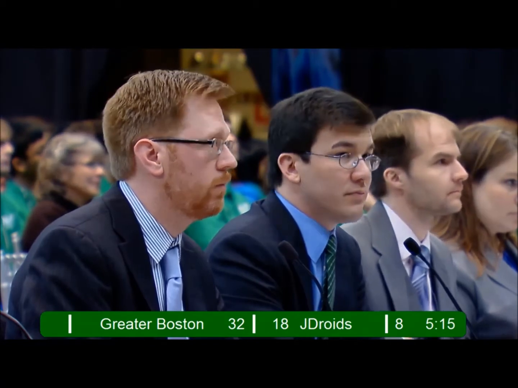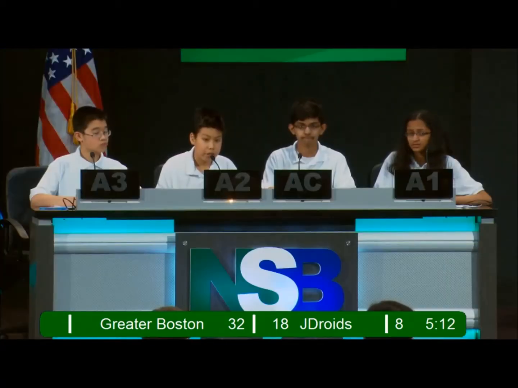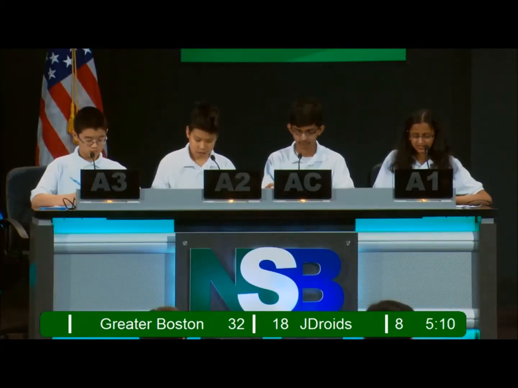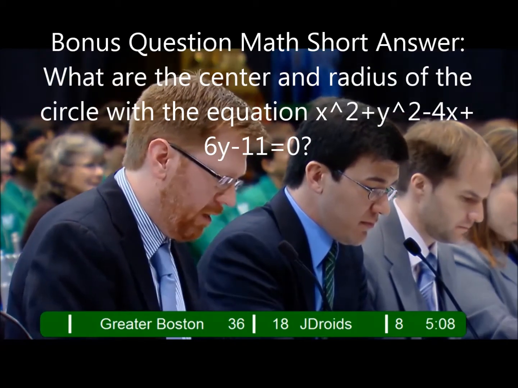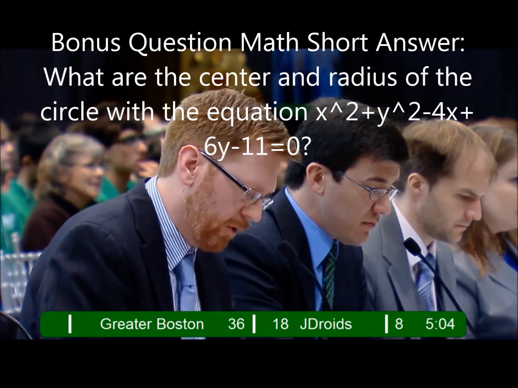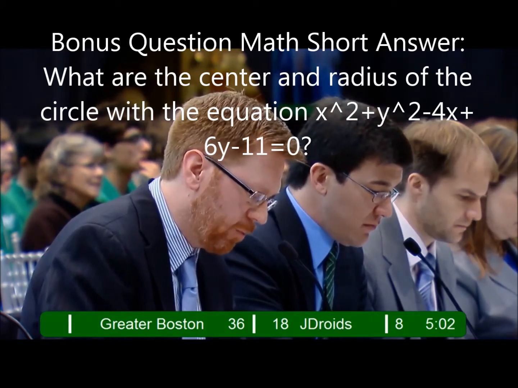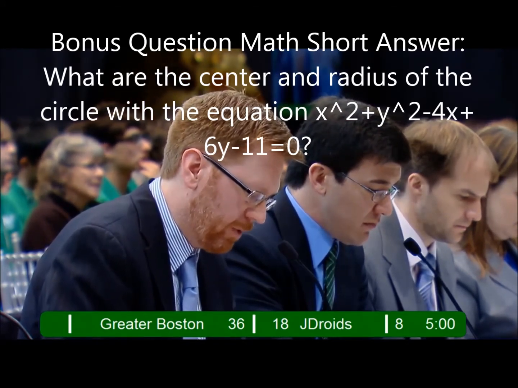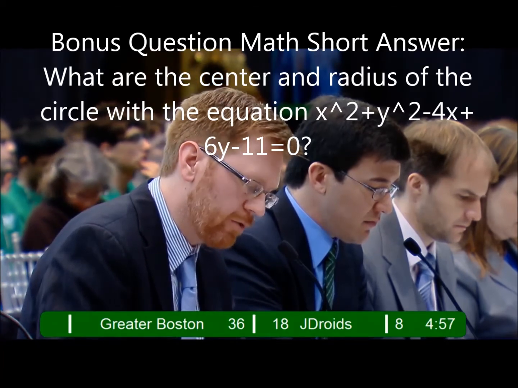Time. Go ahead. A2. 25. That is correct. Bonus question, math short answer. What are the center and radius of the circle with equation x squared plus y squared minus 4x plus 6y minus 11 equals 0?